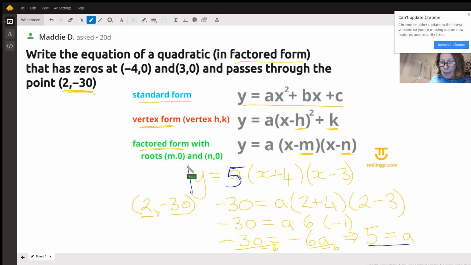So this is indeed our final answer. Y equals 5, open parentheses, x plus 4, close parentheses, open the next parentheses, x minus 3.